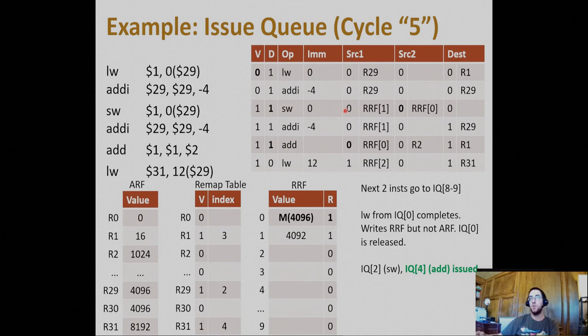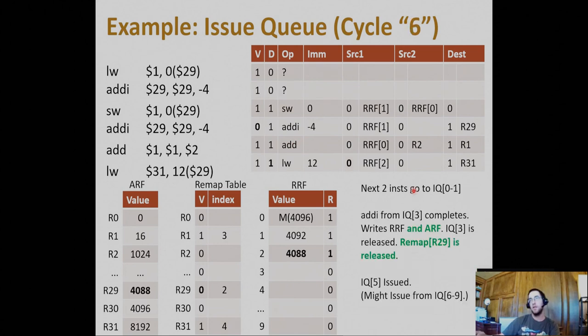And this store word can be issued, and so can this add, because it is ready as well. So that store word is issued out of order. And this is where we've got an advantage now. We were able to get this add into the pipeline sooner than when we had to block issuing. In the next cycle, two more instructions can go into issue queue 0 and 1.